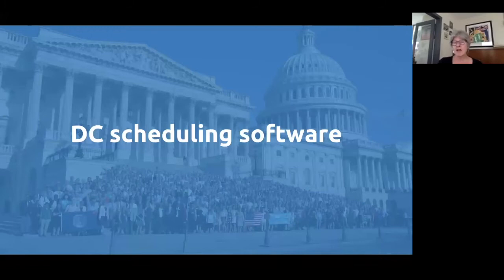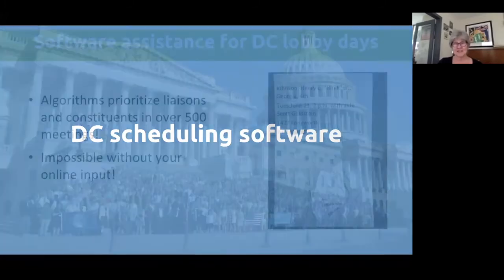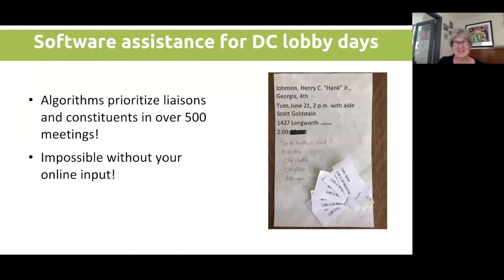Now, for our lobby days in D.C., we do use scheduling software. The picture on the right is how we used to do it by hand back when we had 25 meetings or 35 or 45 meetings in one day on Capitol Hill. Now that we're up to lobby days with over 500 meetings, we're very thankful that we have a computer program to help us, but we need your help with it. The computer program prioritizes liaisons and constituents to be in meetings, but because we have over 500 meetings, it would be almost impossible to do this without using this program, and completely impossible without your input.